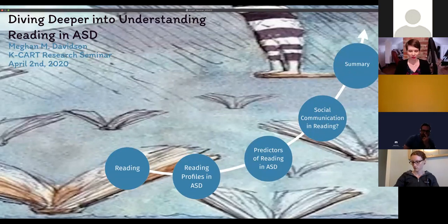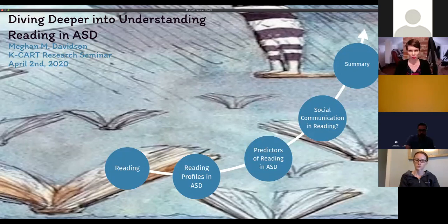All right, so there's obviously a lot more work on reading and reading development, but I wanted to make sure that we quickly got into looking at what this looks like in children with autism. So I'll be talking a little bit about what profiles we see in reading in children with ASD, looking at some predictors of reading in ASD, and then my more recent work looking at what is the role of social communication, which we know is an inherent deficit in ASD. How does that contribute to what we're seeing in reading in this population?